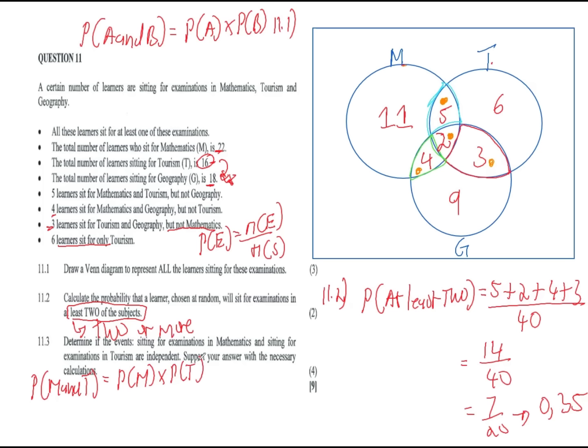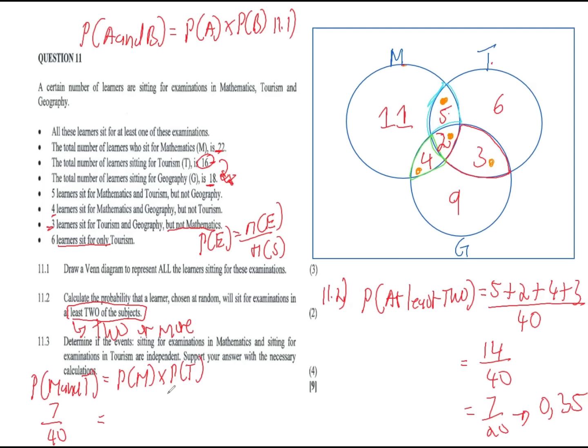Now, what is the probability of maths and tourism? How many learners are doing maths and tourism? Note this. I did not say maths and tourism only, just maths and tourism, meaning it can be the 5 plus the 2, right? Because there is no exclusion to say they must be doing maths and tourism only. It's just maths and tourism. So anyone who's doing maths and tourism, irrespective of whether they're doing geography again. So that means I will have what here? 7 over 40.